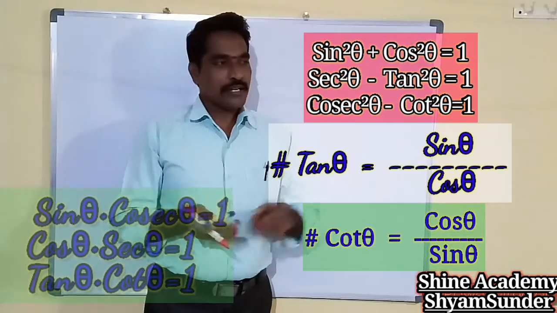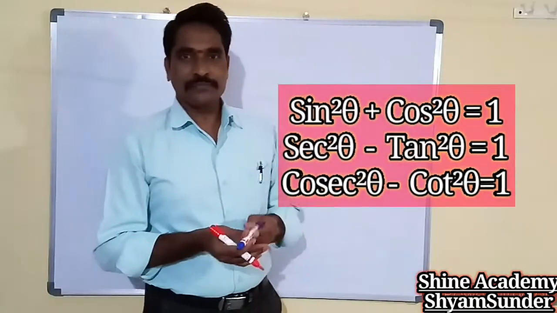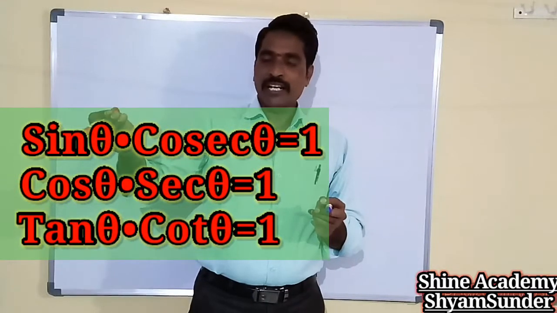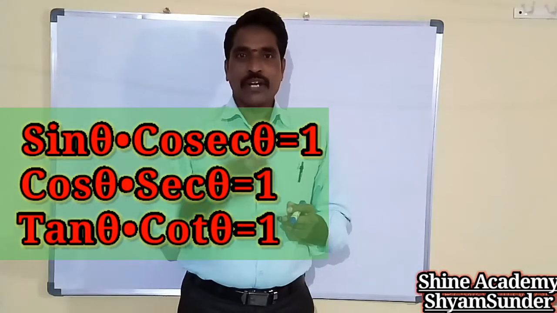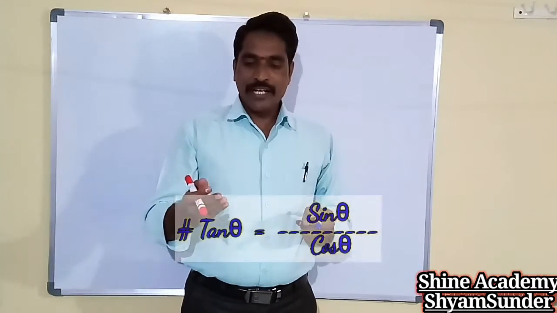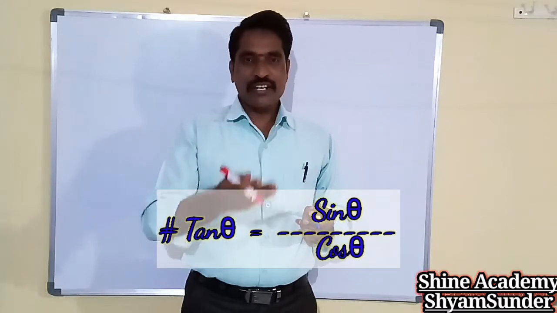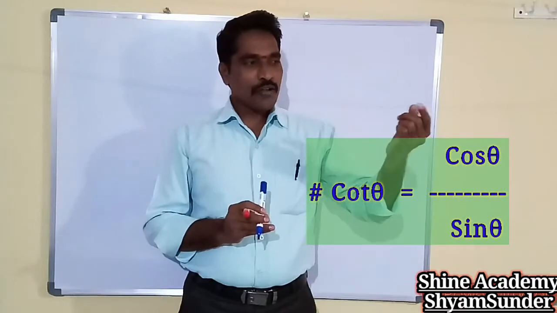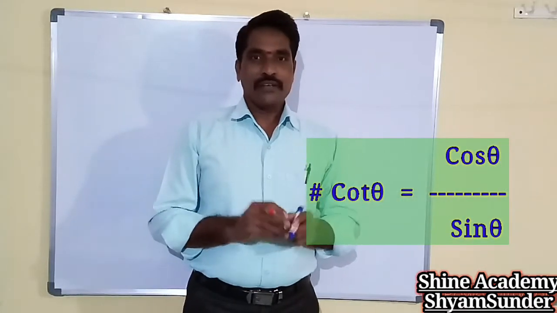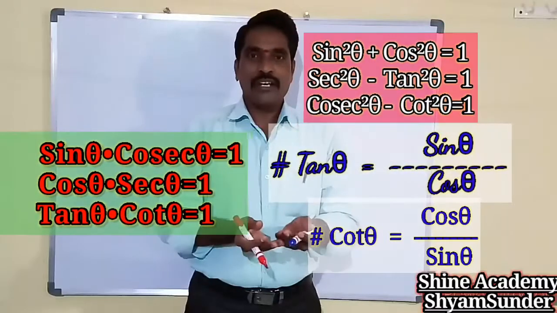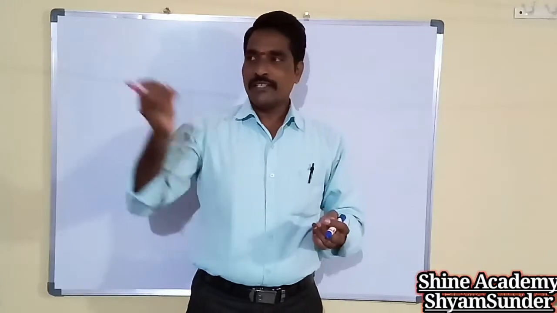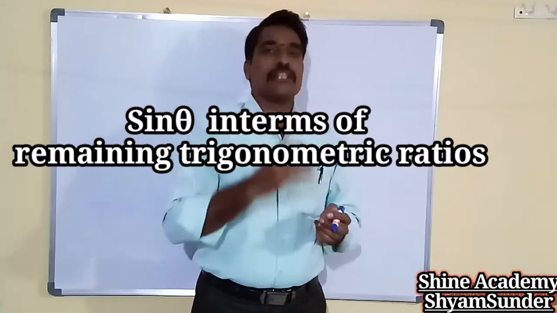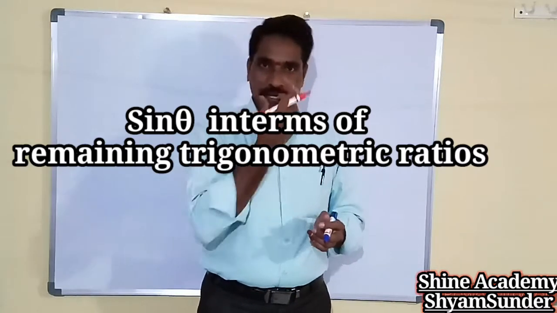They are trigonometric identities and reciprocals of fundamental trigonometric ratios, and also tan theta is equal to sin theta by cos theta and cot theta is equal to cos theta by sin theta. With the help of these three, we can express sin theta in terms of the remaining trigonometric ratios. See here.